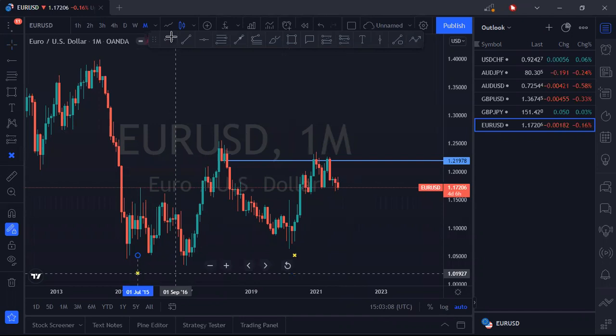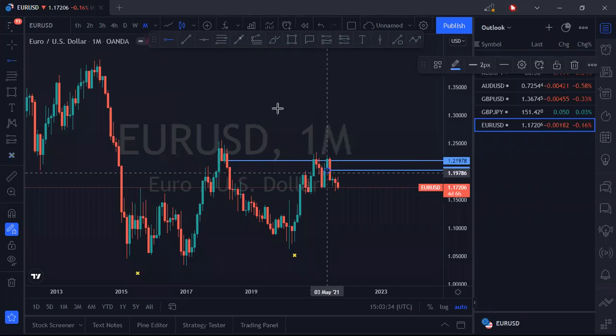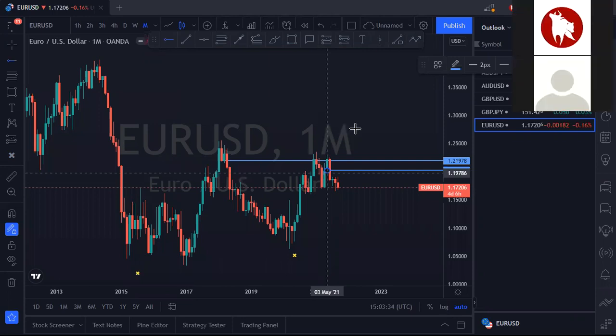So as you can see, this zone is also a zone I'm really looking at, that if price should reverse, it should be able to get into the zone. So let's quickly go to the weekly and see what is happening.